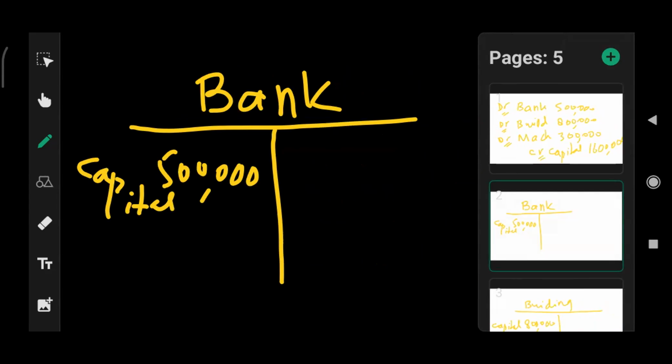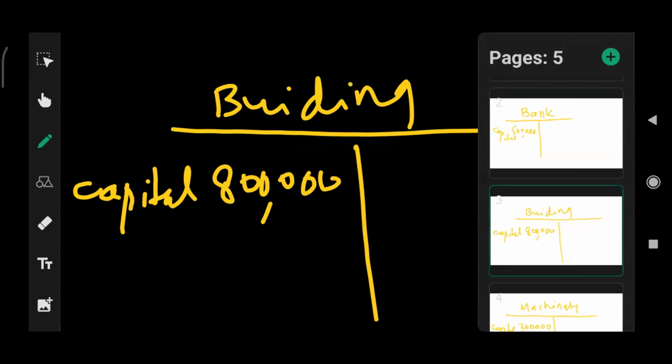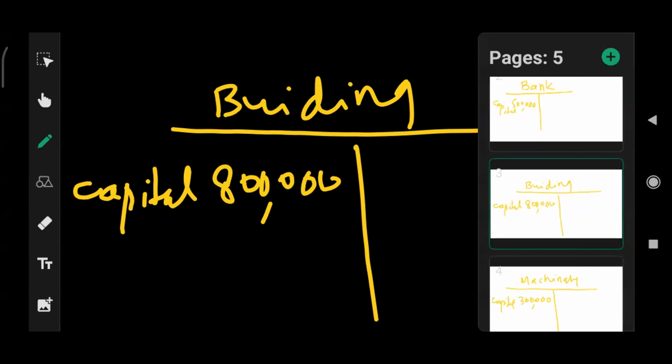Then is debit building 800,000. I opened the building account. I recorded 800,000 on the debit side because it was debit building. So I recorded an amount on the debit side. Its corresponding credit was capital, so I wrote capital with it.